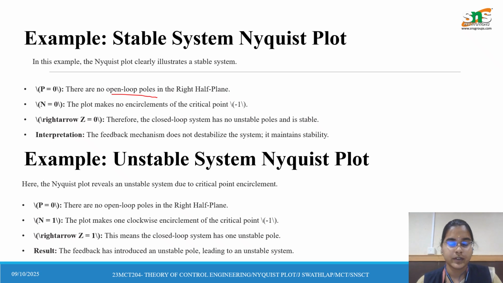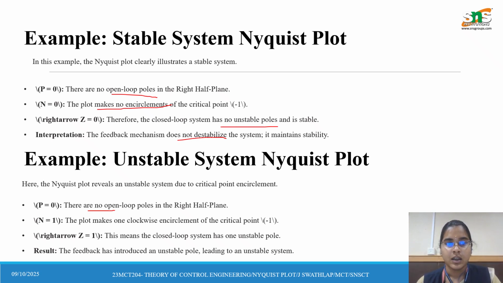In the stable system, there are no open loop poles in the right half plane. So the first problem is solved here, and the plot makes no encirclement. So the second problem is also sorted out here. Therefore, the closed loop system has no unstable poles and it is stable. The system mechanism does not destabilize the system. It maintains the stability.